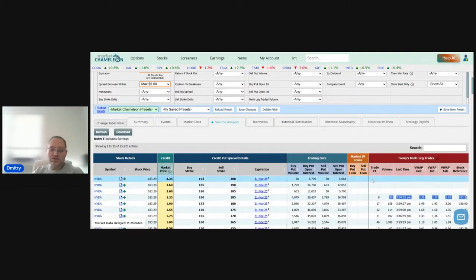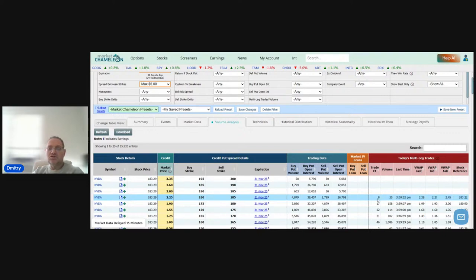If we didn't detect a multi-leg trade that looked like a spread, this would be blank. If we did detect it, we get these analytics: the number of times it traded, total volume, the last time that we saw the trade, the VWAP price, the bid and offer at the time, and the reference stock price.